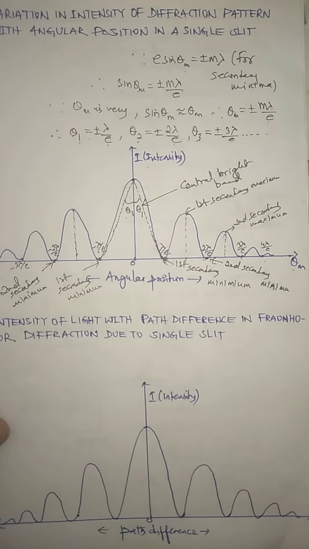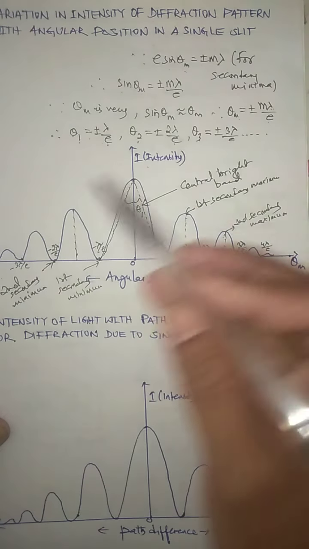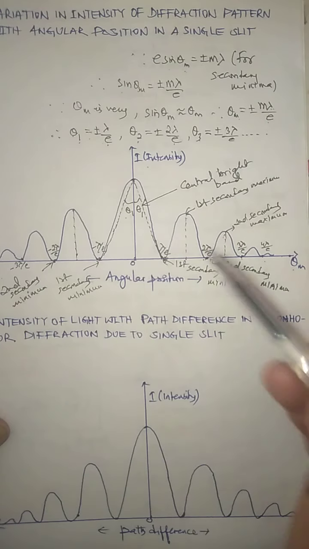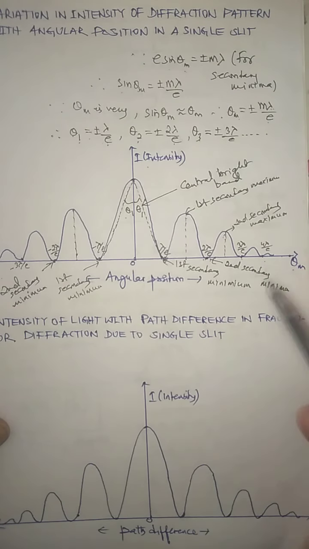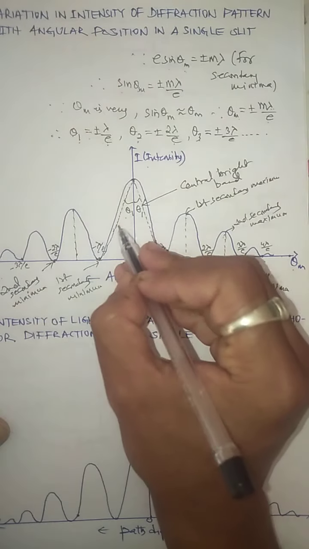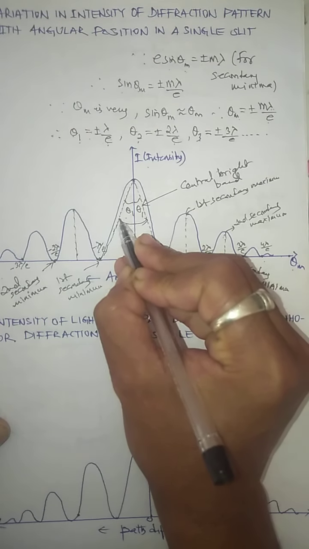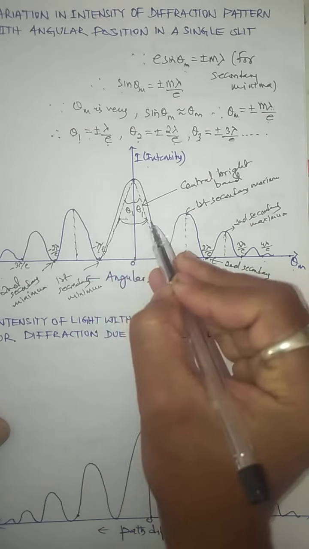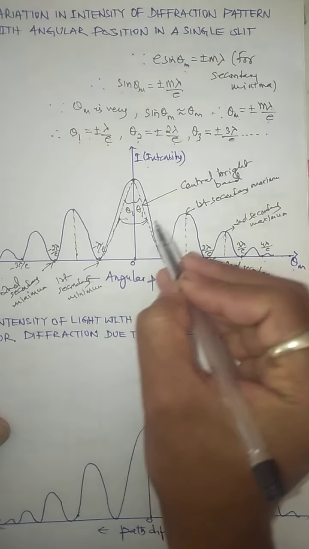And not about with equal width. So this is the intensity of the diffraction pattern with angular position in a single slit. But children, from this graph we also measure the angular width. Yes, we have already measured the angular width of the center maximum. This is the angular width of the center maximum, and we do the numerical of this also.